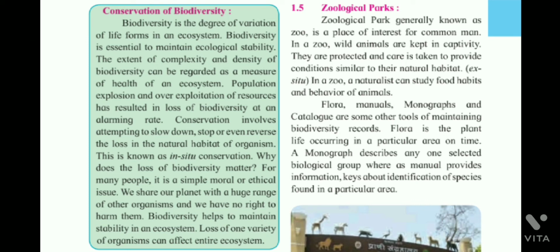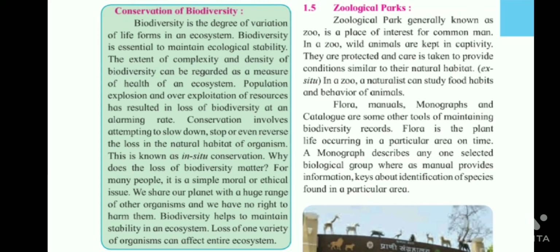Population explosion and overexploitation of resources has resulted in loss of biodiversity at an alarming rate. Conservation involves attempting to slow down, stop, or even reverse the loss in the natural habitat of organisms. This is known as in situ conservation.